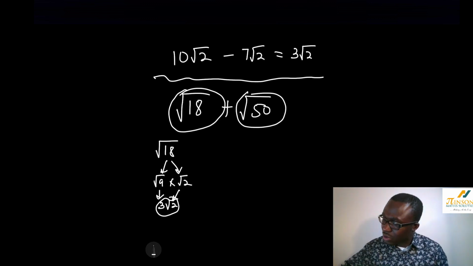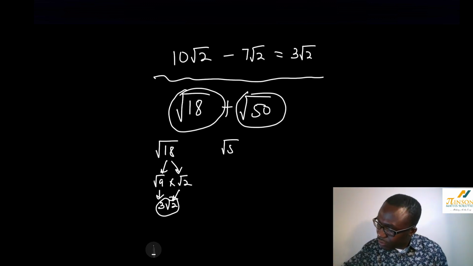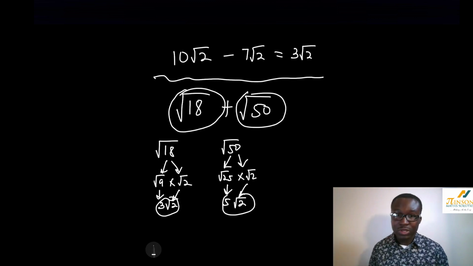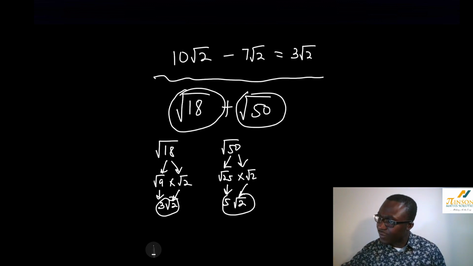Now let's check square root of 50. Square root of 50 can be broken down into the square root of 25 times the square root of 2. Again, I know square root of 25 is 5. And then the 2, I don't know it, I leave it. Okay, so now I have been able to simplify this question. This question is now very easy.